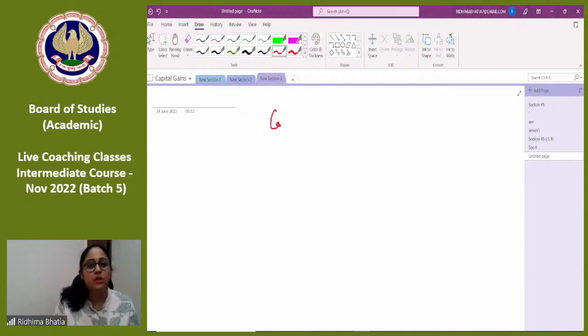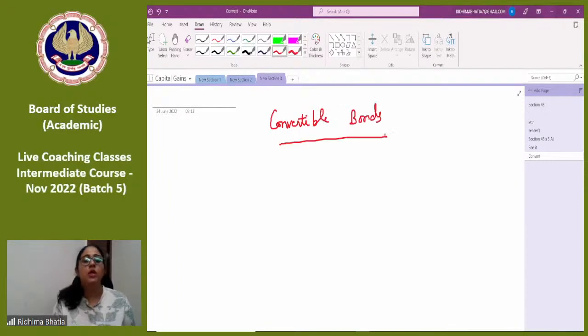आपने concept सुना convertible bonds? What are convertible bonds? Convertible bonds are bonds which after a certain period convert themselves into equity shares of a company, or into some other bonds or debentures. So convertible bonds or debentures means those that convert themselves into equity shares or other debentures of the company.